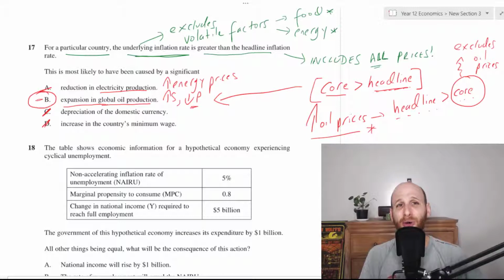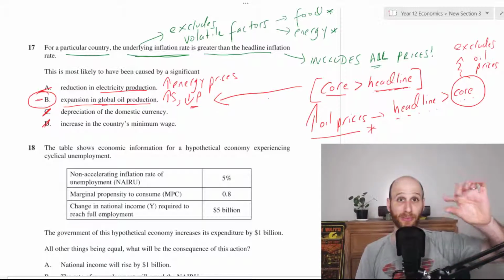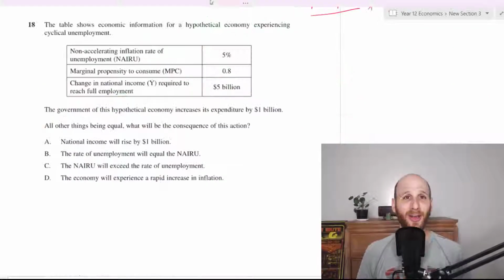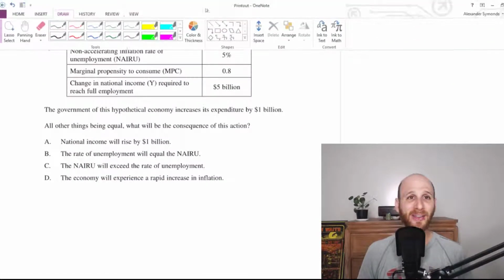If global oil production expands, then volatile factors will be smaller, which will then result in headline inflation being lower than core. That's also a very difficult question, okay? See if you can make sense of it. Questions in the comments.